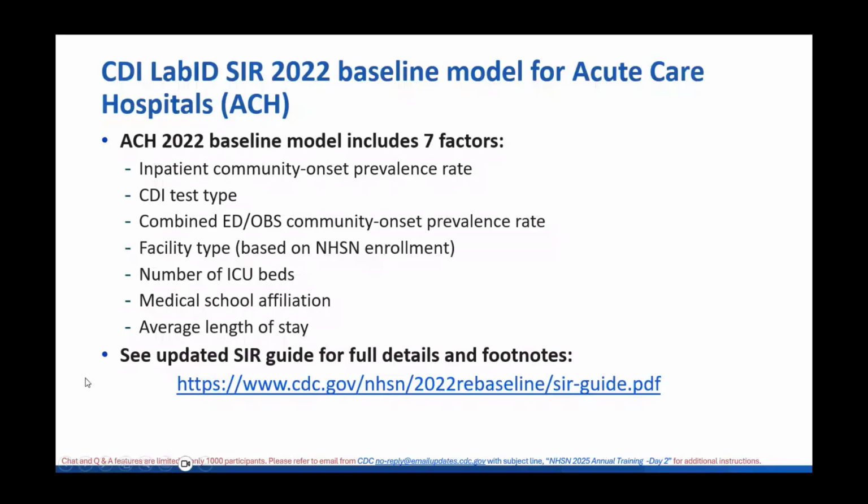The ACH model, the acute care model for CDI, ended up with 7 risk factors in the final model. So it was the inpatient community onset prevalence rate, the CDI test type, the combined ED OBS community onset prevalence rate, facility type based on NHSN enrollment, the number of ICU beds, the medical school affiliation type, and the average length of stay. Next slide.